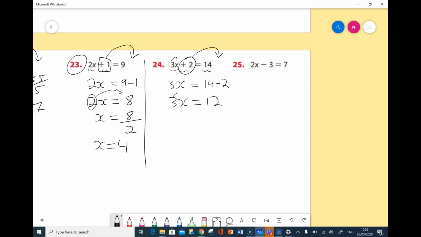Now we have 3, which is multiplying x. So when it comes over, it will change its job from multiplying to dividing. 12 divided by 3, x is equal to 4.